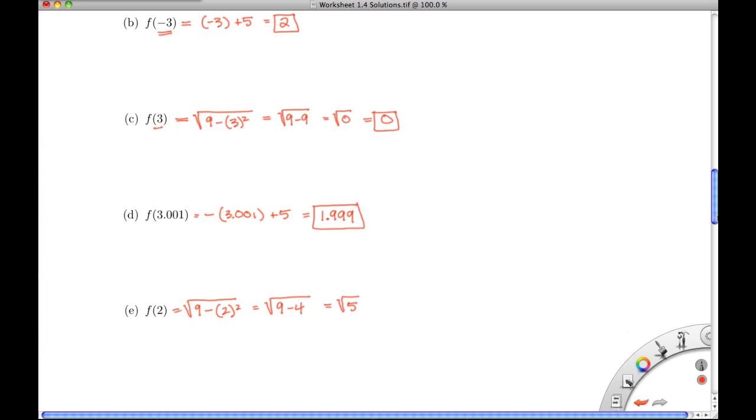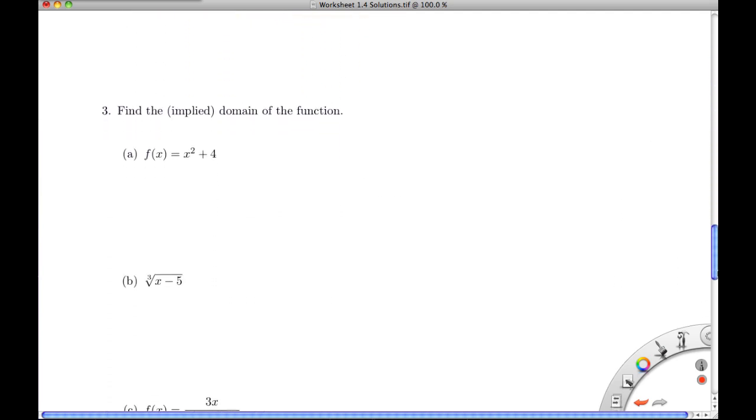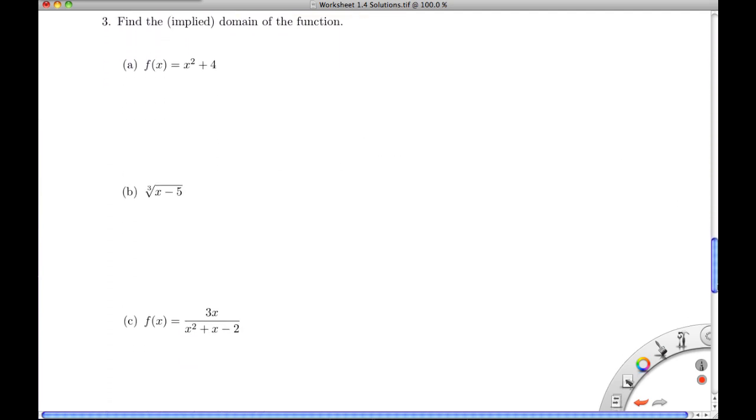Okay, so let's move on to number 3. Here we're being asked to find the implied domain of the function. Implied being because of the nature of the equation that we're given in terms of this function. So finding the domain of a function is something that's going to keep popping up over and over again in pre-calculus, calculus, and beyond. We're still kind of starting out in terms of which functions we're exploring. They're mostly algebraic right now.